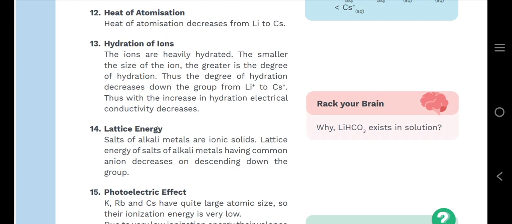Lattice enthalpy. Salts of alkali metals are ionic solids. Lattice energy of salts of alkali metals having common ion decreases on going down the group.